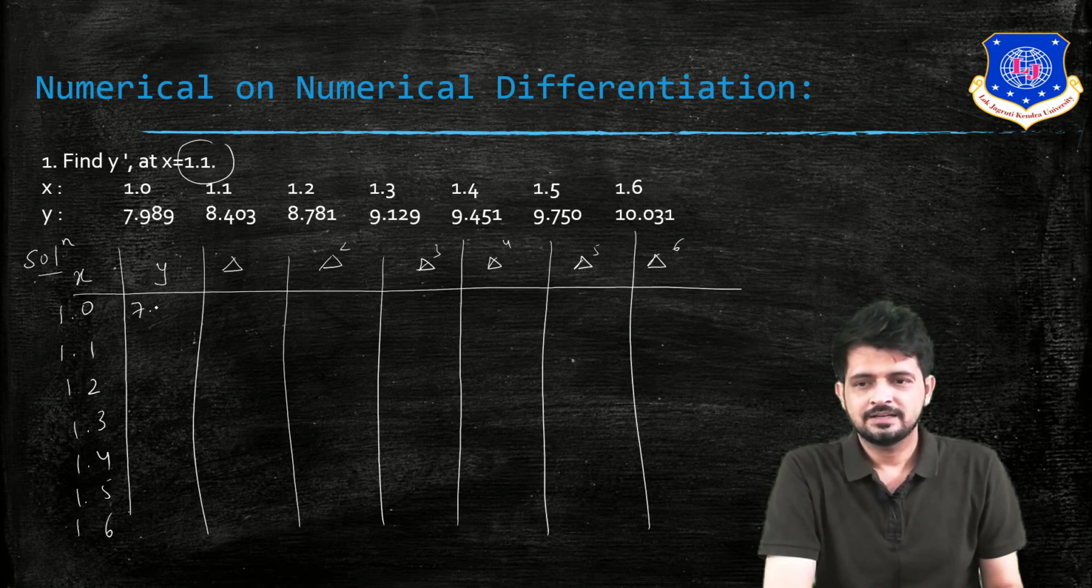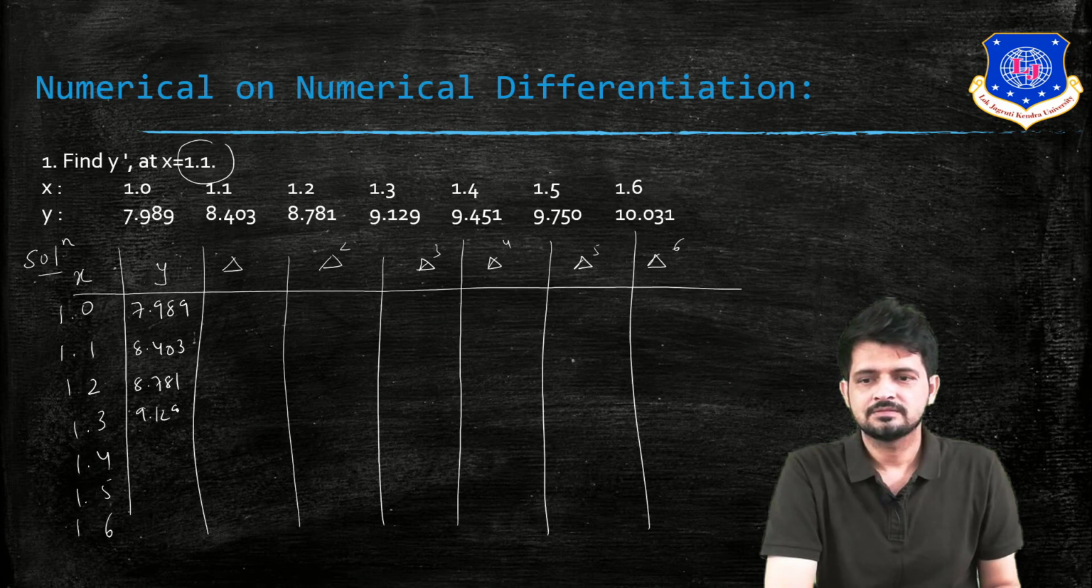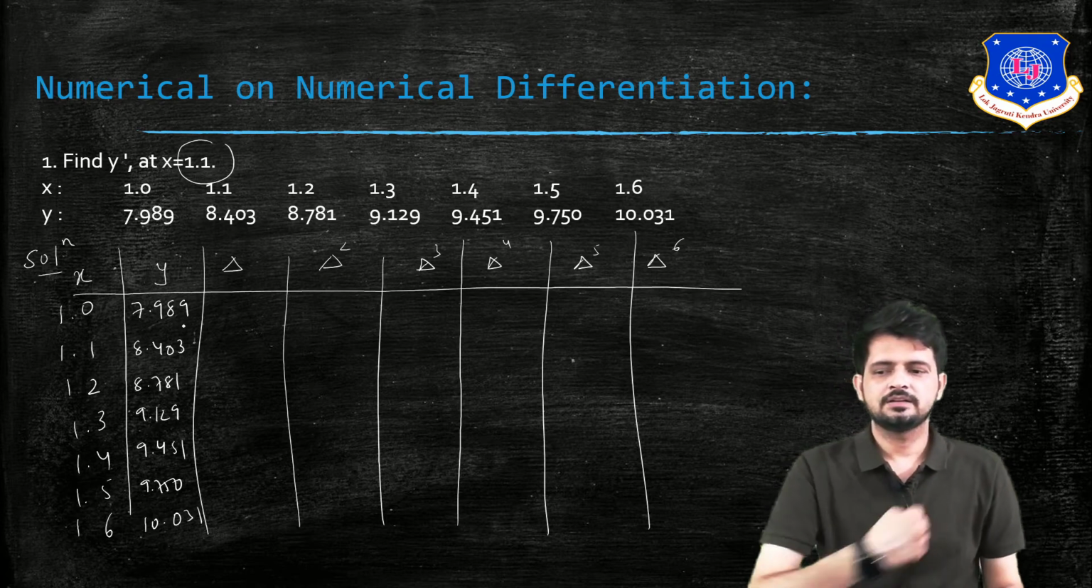Then let us write the values of y: 7.989, 8.403, 8.781, 9.129, 9.451, 9.750 and 10.031. Now we have to write the difference values.